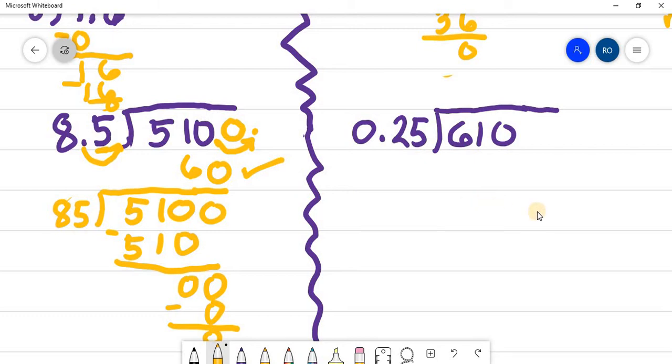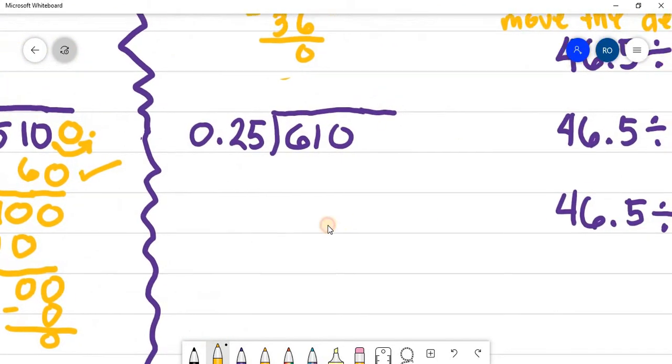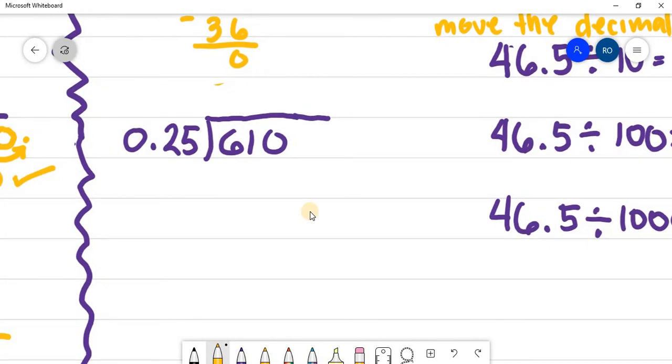Okay, let's do 610 divided by 0.25. Before we divide, let's make the divisor a whole number by moving the decimal point to the right. In this case, 0.25 has two decimal places, 2 and 5. So meaning it has 2 decimal places. We have to move the decimal point twice. So 1, 2.